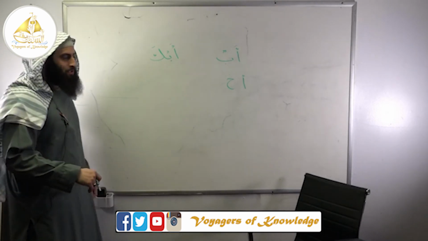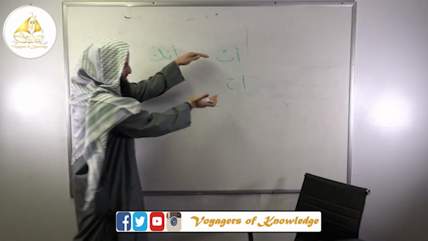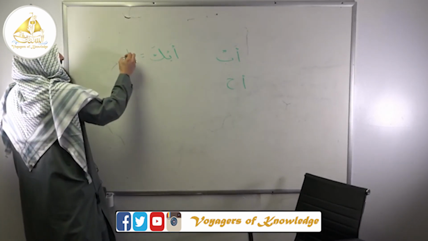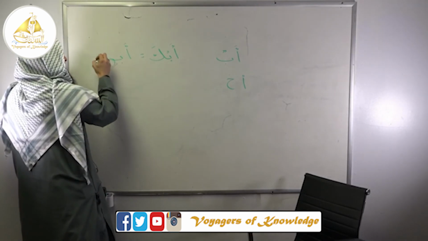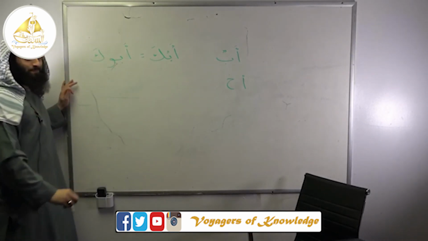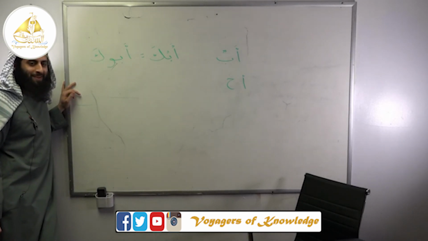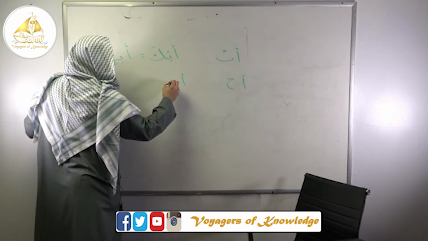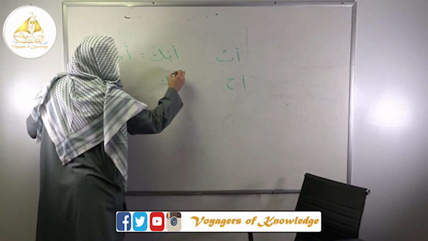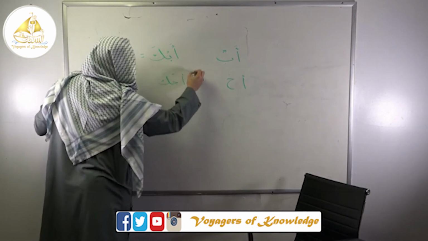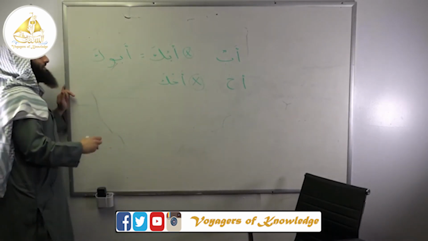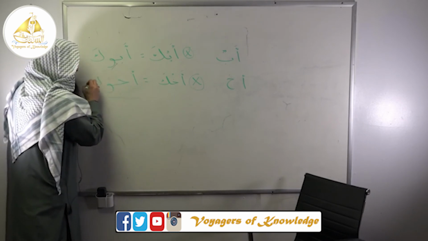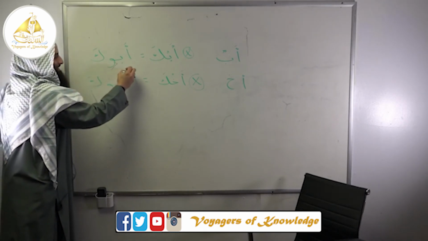That's what happens. So that's why I said these 5 nouns are special because they do that. Abuka. What do you think is going to happen over here? It's not going to be like this. This is wrong, and this is wrong. This is correct over here. Akhuka. Why? Just the way it is.